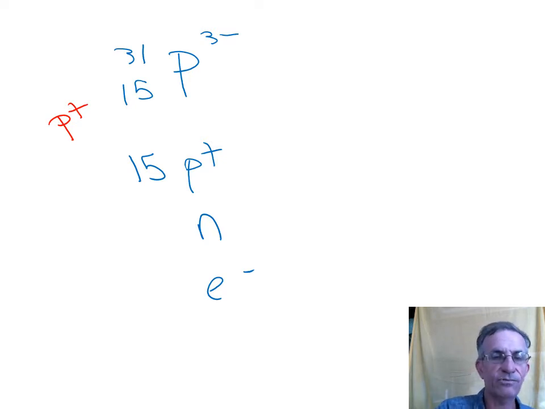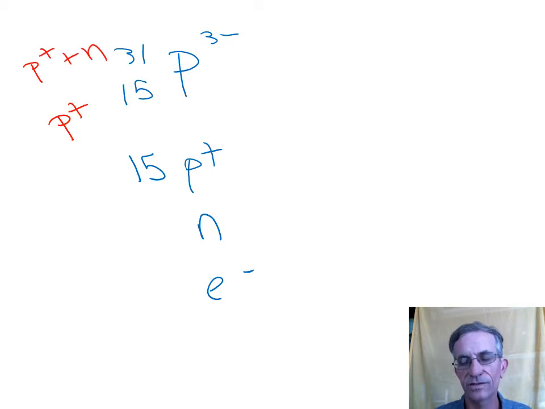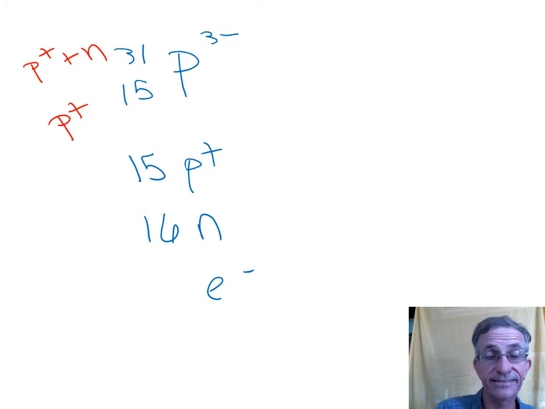Okay. The number in the top corner, to remind you, is your protons and your neutrons. So you always subtract to get your neutrons. Should be 16. How many electrons are there? Okay, in this case, the number of electrons would have to be 18.